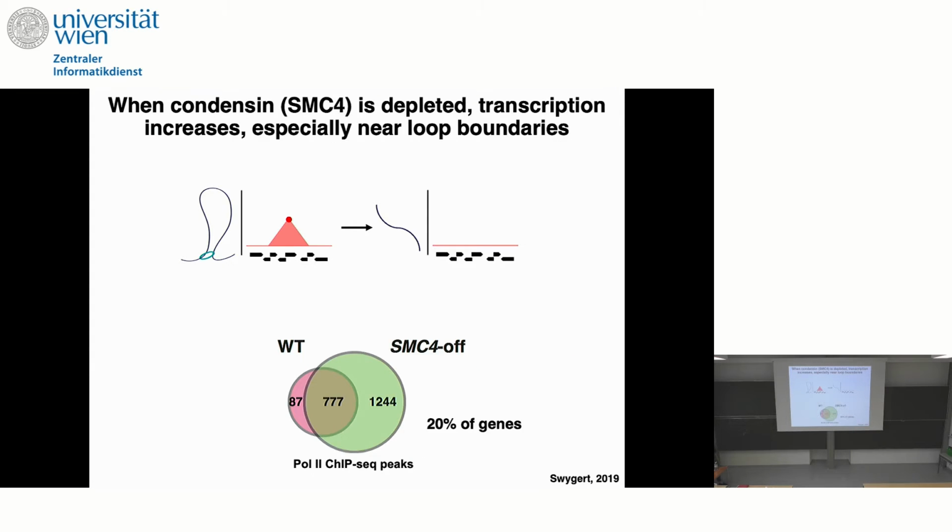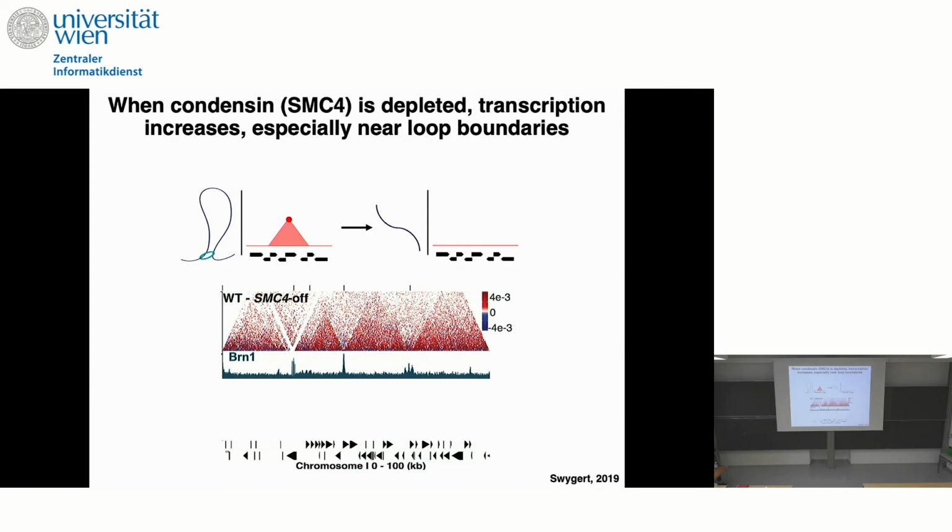When we look at transcription by RNA polymerase II ChIP-seq, we can see that about 20% of all genes in the genome turn on when we get rid of condensin, and the genes that had previously been on come on even more. Frequently what we see is really strong condensin binding in between the boundaries of two of these loop domains. In many cases, these are located right at divergently oriented genes, in which one gene is on, so it has RNA polymerase, and the other gene is off.